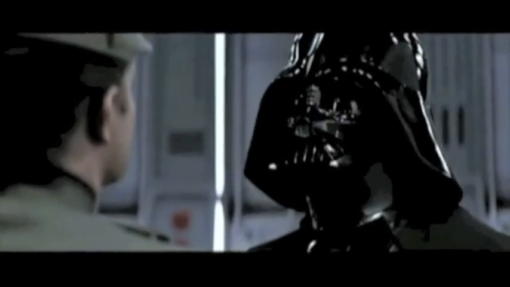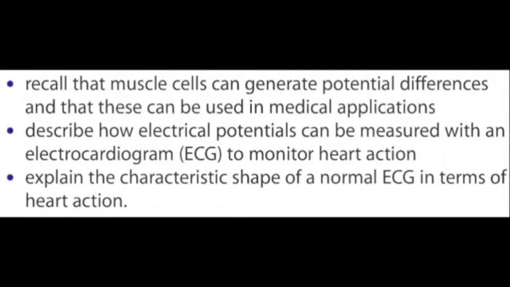Lesson number 10, Heart Electricity. By the end of this lesson, you should be able to recall that muscle cells can generate potential differences and that these can be used in medical applications, and describe how electrical potentials can be measured with an electrocardiogram to monitor heart action, and explain the characteristic shape of a normal ECG in terms of heart action.